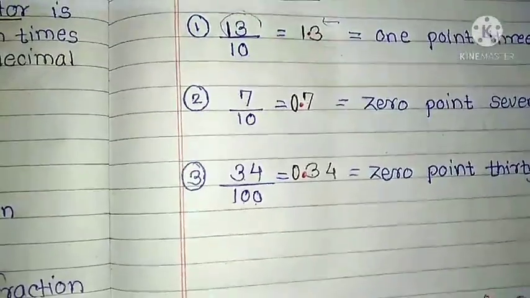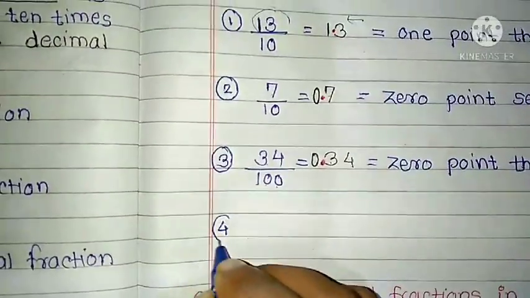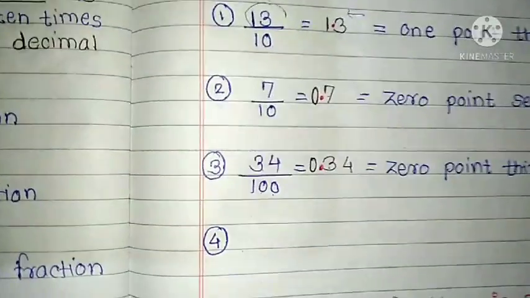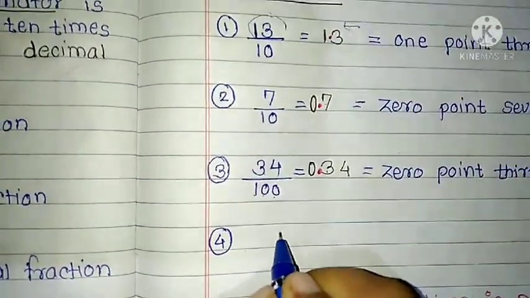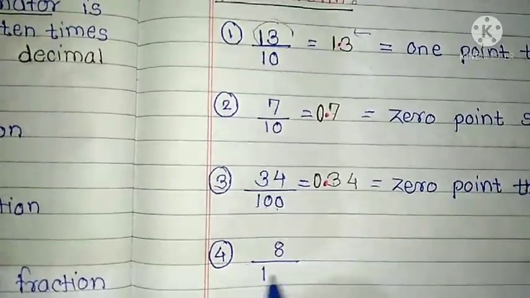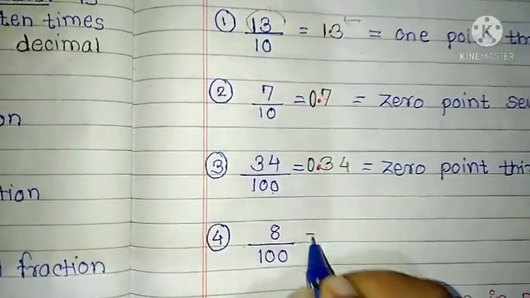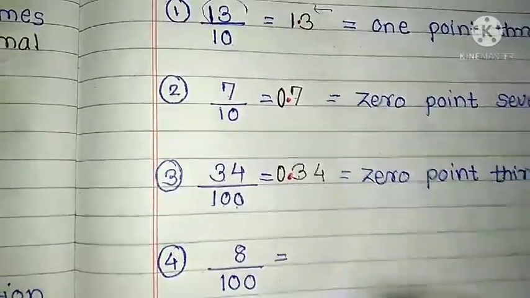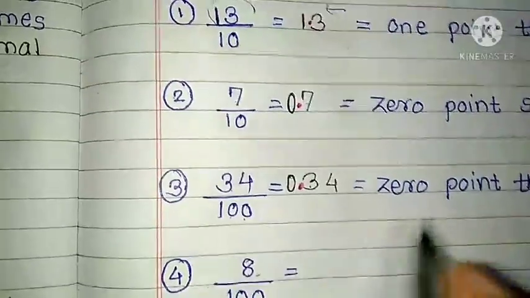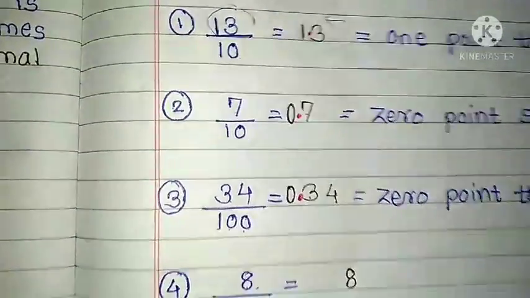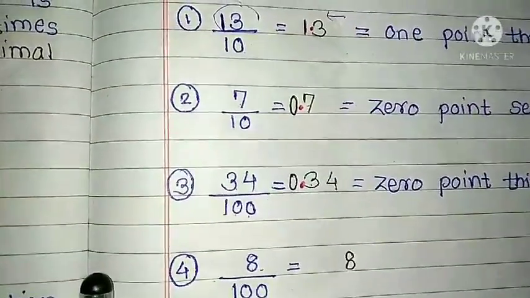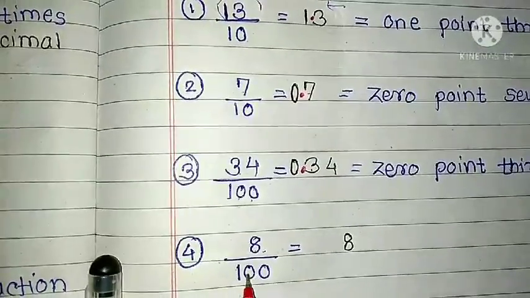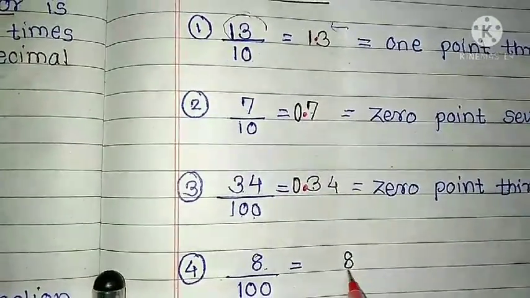Now I am taking the last example of this. 8 upon 100. If such an example I have to convert into decimal point, at the numerator which number is present? 8. So I am writing here 8. Then I have to leave how many places? 1, 2.